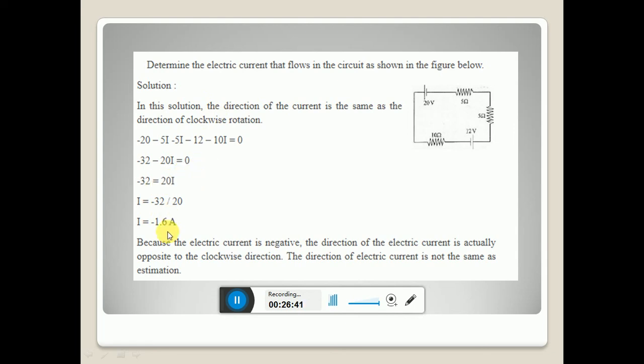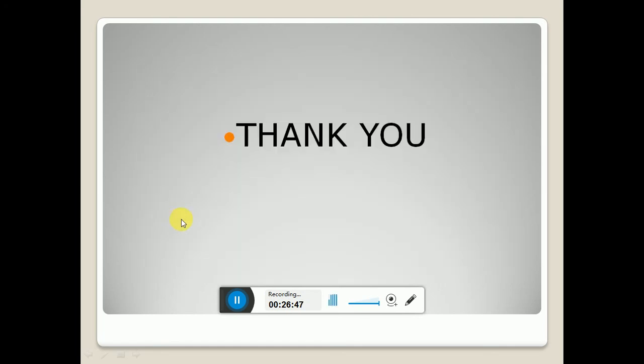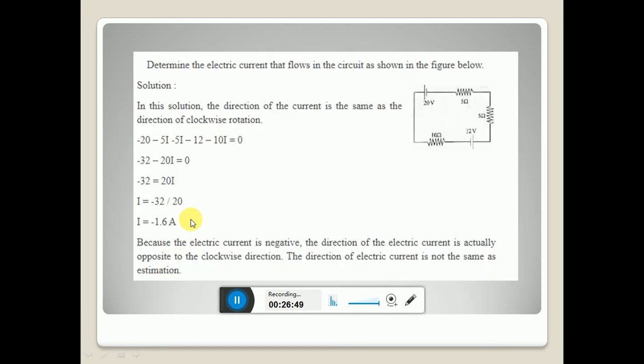If you simplify this equation, you will get I equal to minus 1.6 ampere. This minus indicates that the current flows in the opposite direction. Here the direction of current is actually opposite to the clockwise direction. So if you follow the anti-clockwise direction, you will get a positive sign. Try to simplify that using the anti-clockwise direction and find the answer.